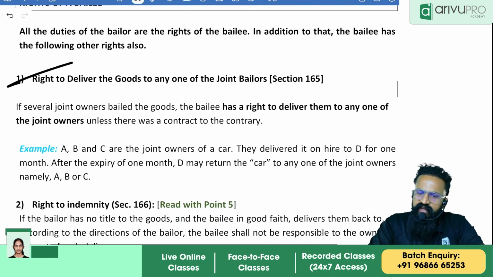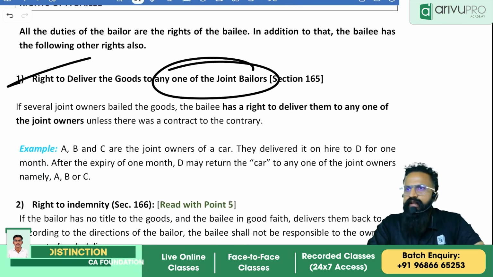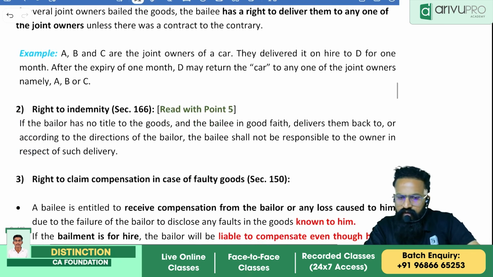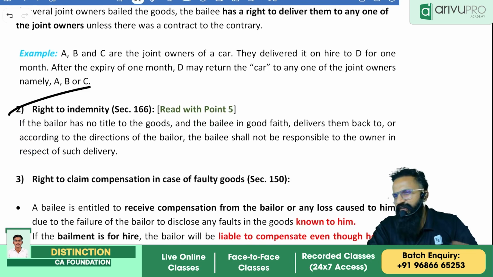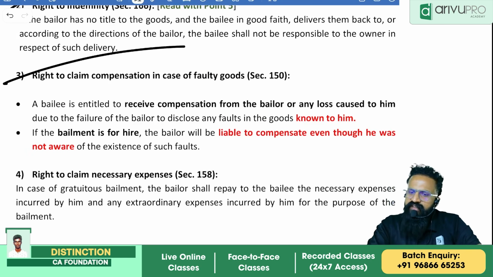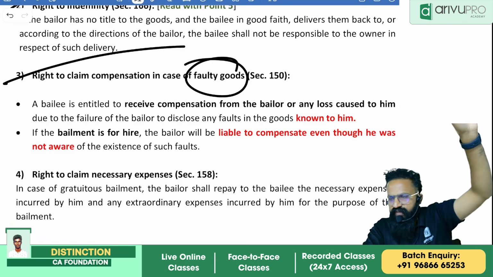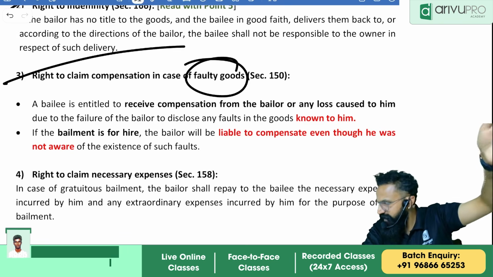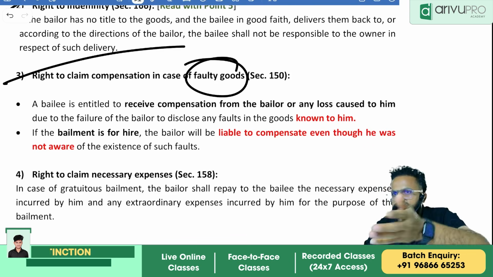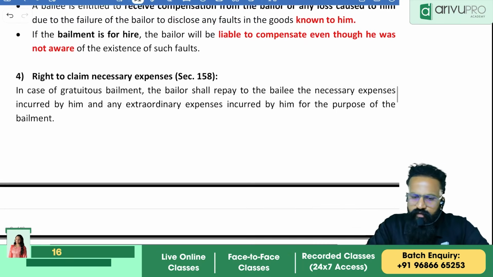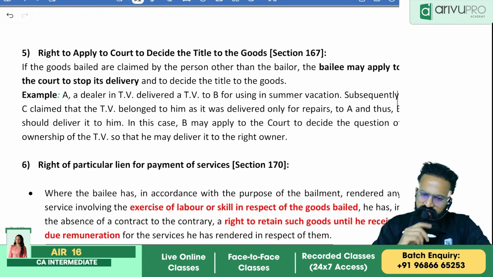Rights of a bailee. Right to deliver the goods to any of the joint bailors. Two people came and gave me the bike, I can give it back to anyone. Right to indemnity. If I have suffered any loss, I have a right to take the money from you. Right to claim compensation in case of faulty goods. We have already seen, whether you say it or not, if there are any defects in that particular thing, it is your duty to tell. Right to claim necessary expenses. We already saw extraordinary expenses.